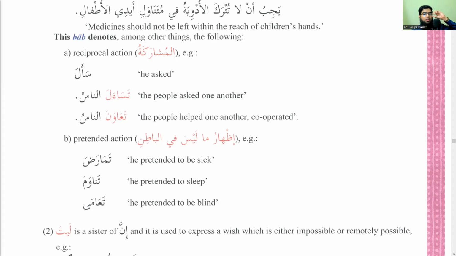Tasa'ala. Khalas. We don't want to say sa'alan nasu bainahum. Ask one another. Or sa'alan nasu ba'duhum ba'da. Same meaning, right? Some of the people asked each other. So instead of using sa'ala, we can use tasa'alan nas. Khalas, the meaning is clear. Ta'awanan nasu, the people cooperated or helped each other.